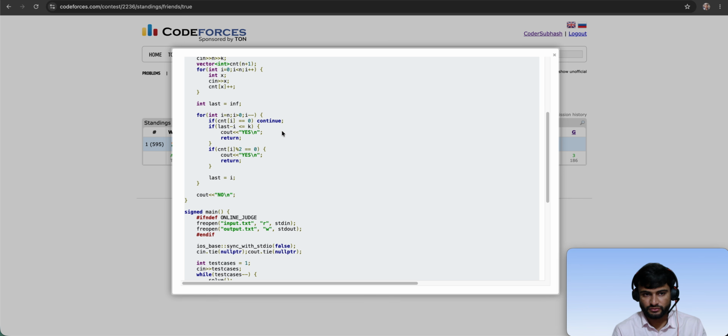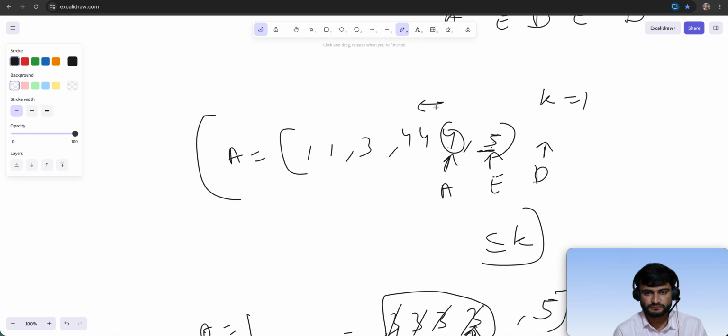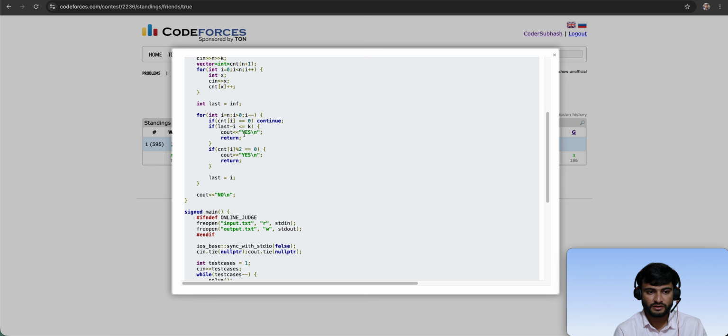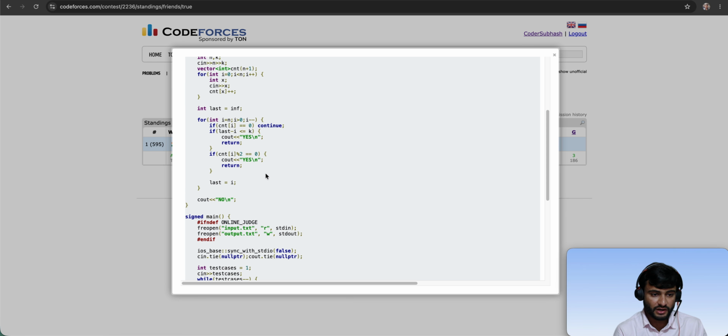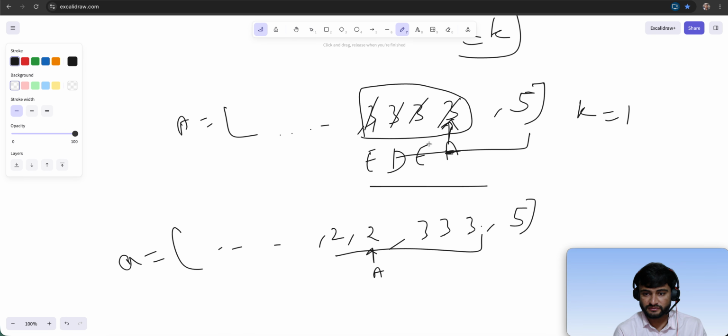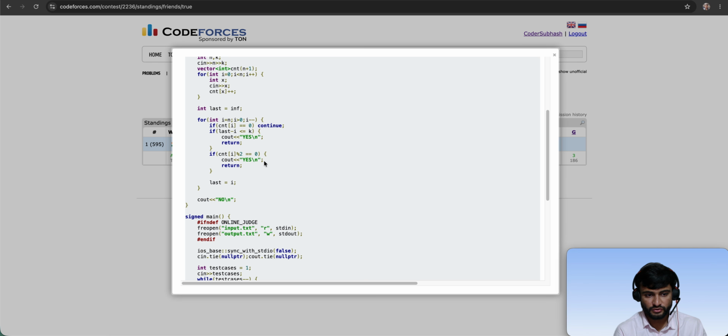If we can pick the current value, then this is this case. Last minus current value is less than or equal to k, and the count of the last value is odd. So if Arseny picks this value and Igor picks this, it makes the strategy for Igor to win. So in this case we will output yes and return. Otherwise, if the count of i is 0, then this is this particular case. In this case also, Arseny has a strategy so that Igor wins. So in this case also we will output yes.